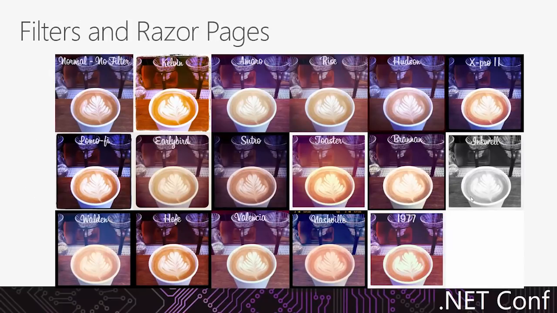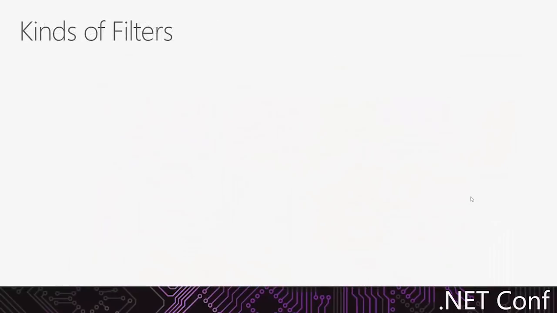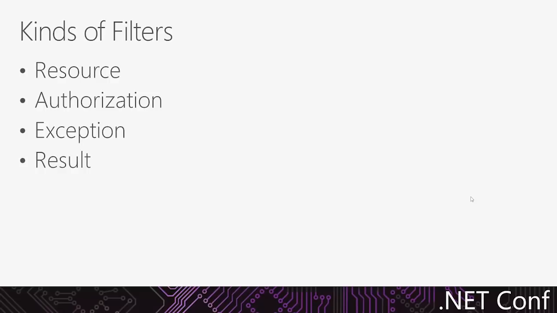Now let's take a look at filters. You can add filters to your Razor Pages similarly to how you do with MVC controllers. In Razor Pages, you add filters globally or per page or handler. Most of the filters you're already familiar with from MVC still work the same with Razor Pages. These include resource, authorization, exception, and result filters.